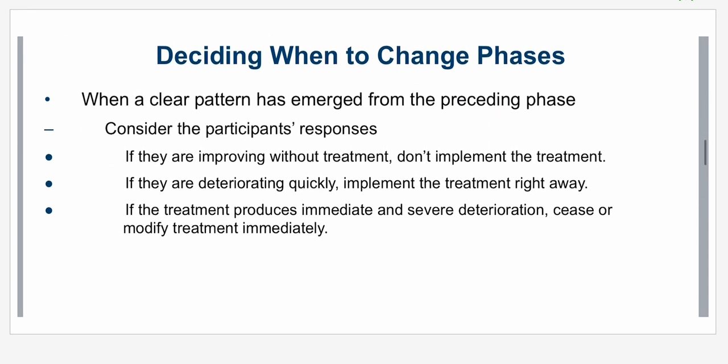So how do we decide exactly when to change phases? Again, it's when a clear pattern has emerged in the phase before. So it is based on the participants' responses and their behavior, and that's how we determine it. There are 3 things that need to be considered when doing this. One is if they are improving without treatment, then don't implement the treatment.